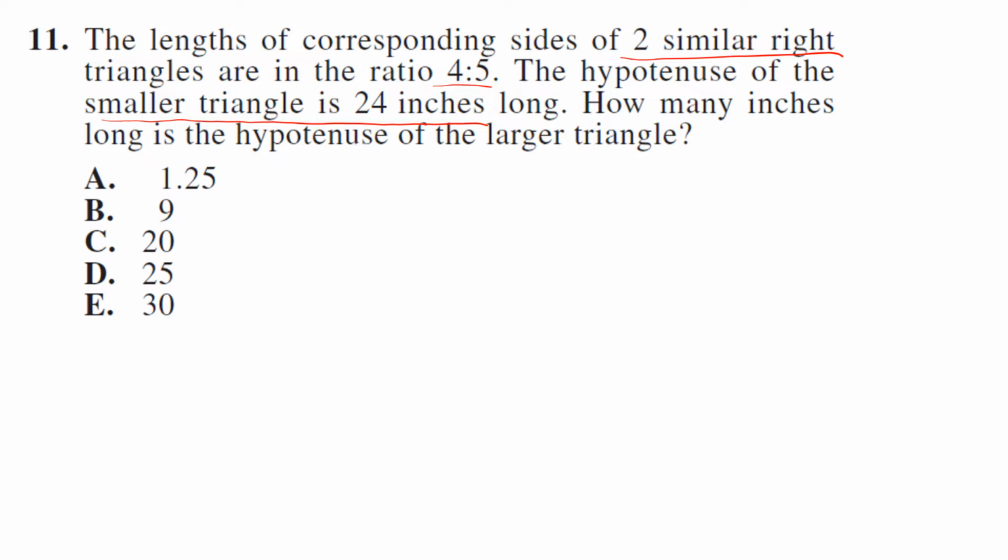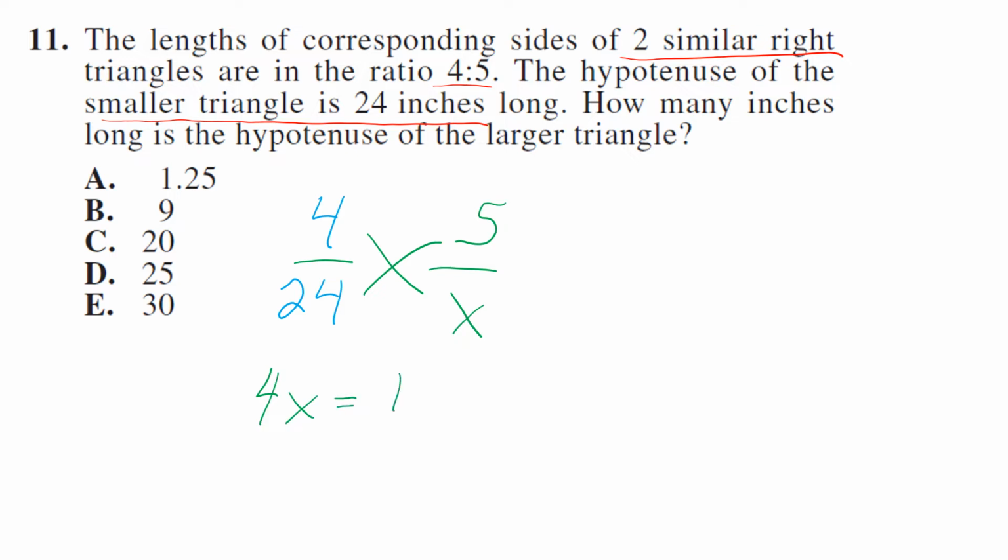So we could do this as a proportion. Small, we'll do that in blue, to large, we'll do it in green. Okay, and then we know the smaller triangle hypotenuse is 24. And the larger triangle's hypotenuse, we don't know, so we'll call that x. And we just cross multiply. And so we get 4x equals 120, divide both sides by 4, we get x equals 30.